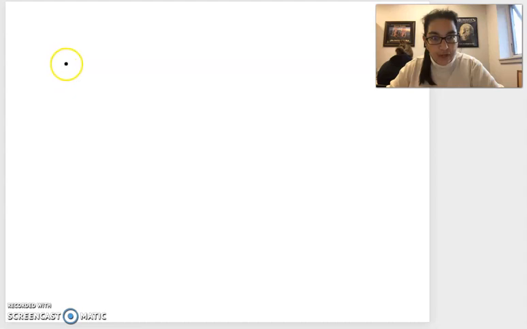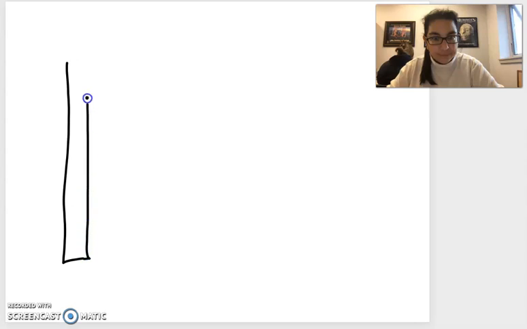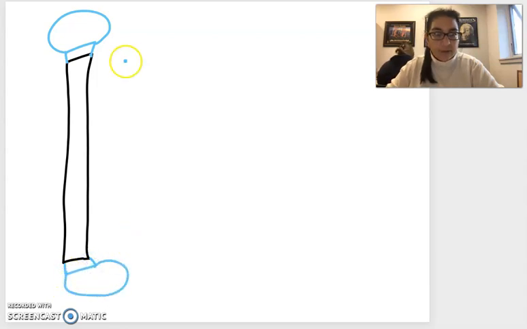So I'm going to draw the shaft. The metaphysis would be here. There's the head, and there's another metaphysis region over here. All right. So in blue, we have cartilage. And in black, we have bone.